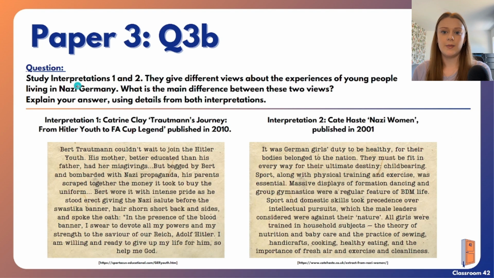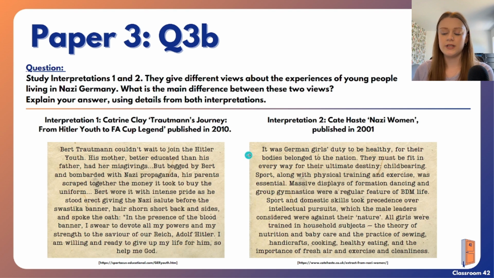Okay, so here is our question. So we've got study interpretations 1 and 2. They give different views about the experiences of young people living in Nazi Germany. So you can see we're still looking at young people in Nazi Germany. What is the main difference between these 2 views? Explain your answer using details from both interpretations. So we need to make sure that we talk about both of the interpretations in this question.